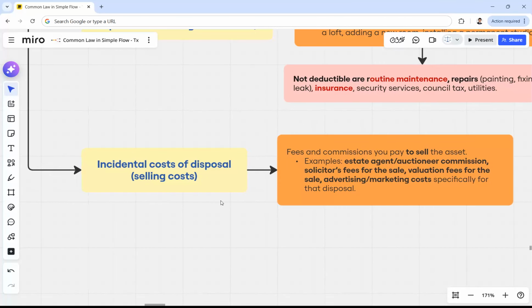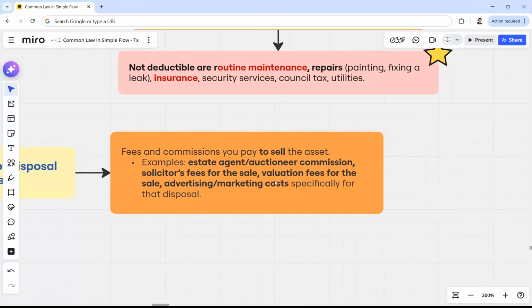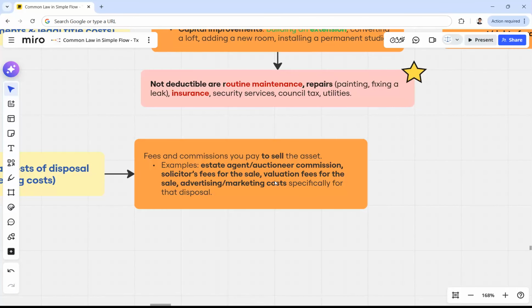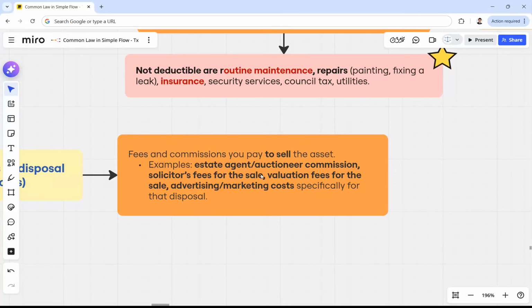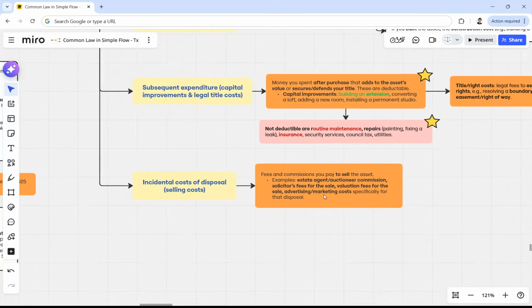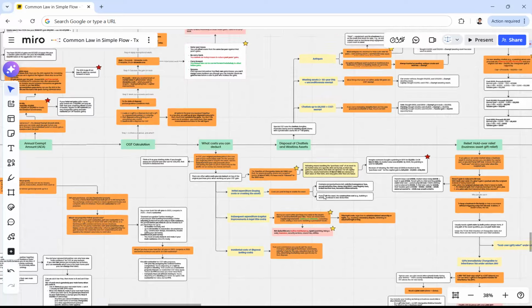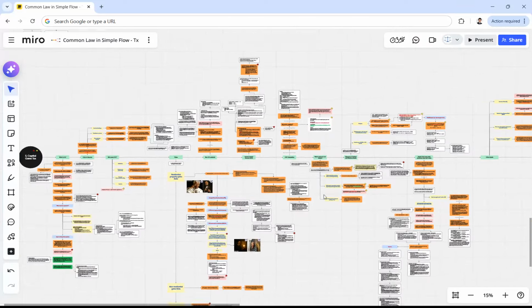Incidental costs of disposal: selling costs, fees and commissions you pay to sell the asset. Examples are estate agent or auctioneer commission, solicitor's fees for the sale, valuation fees for the sale, advertising and marketing costs specifically for that disposal. So when you're trying to sell your asset, then all the costs connected with that can also be deducted.